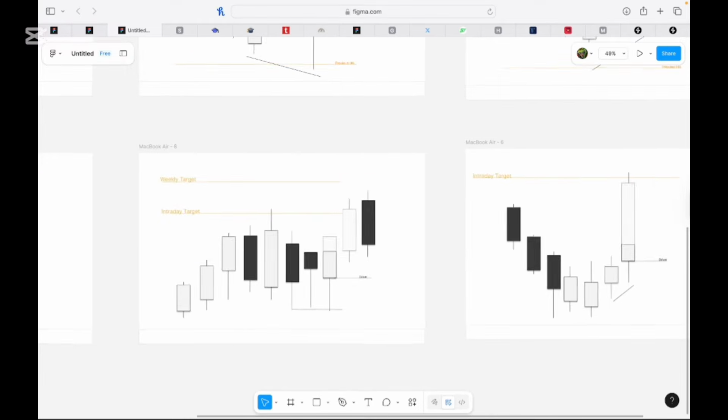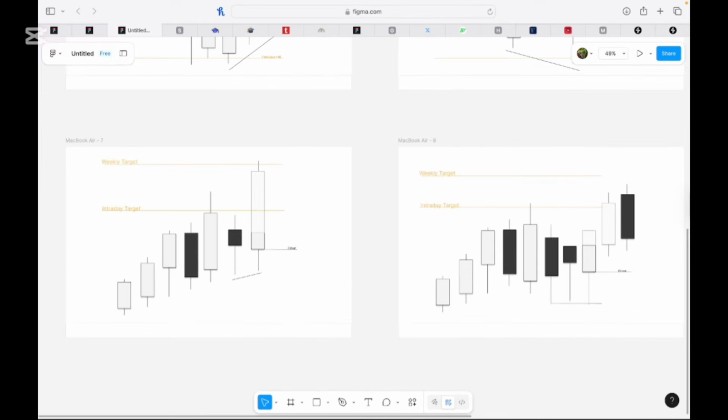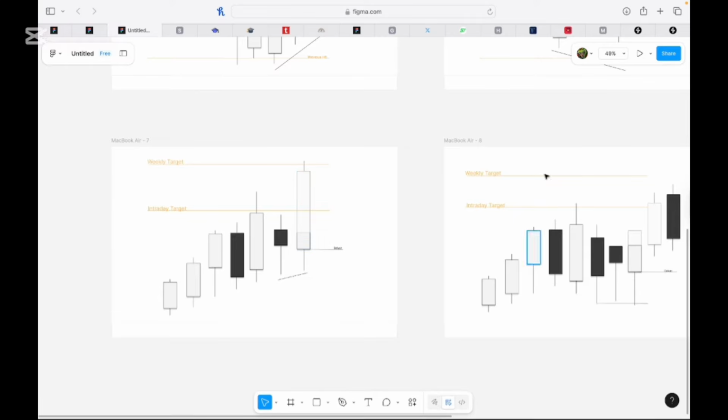Another key factor to trading a lagging asset is the strongest asset or the middle asset still having a weekly target or some more relevant targets above, in this case, the intraday target, because this will allow price to still have some liquidity to purge.